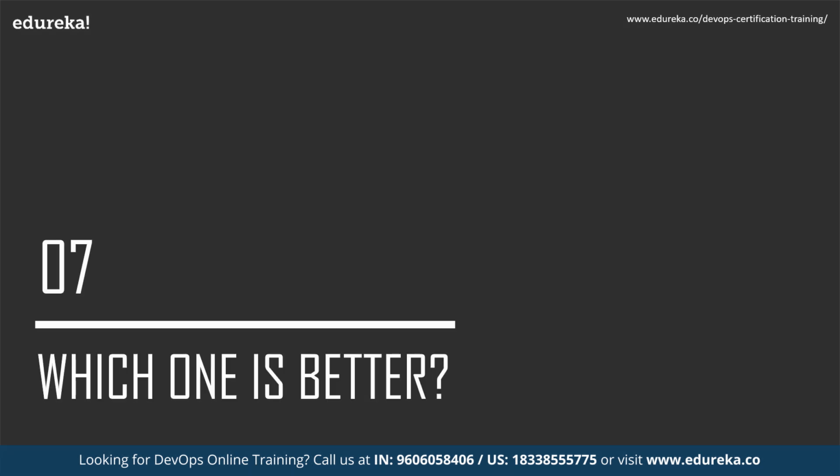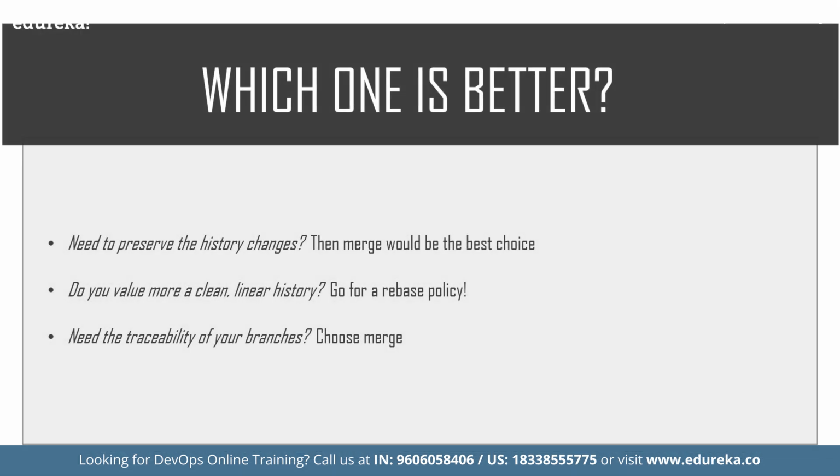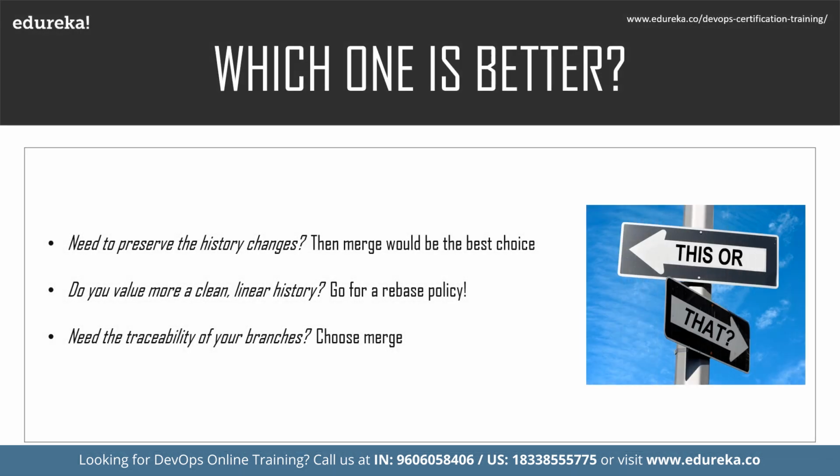Moving on to the last part of this session, which one is better for which situation? Both merge and rebase can be used to combine two branches. Merge command just unifies your work with the commit without changing history, while rebase applies feature branch changes on top of the master branch and changes the entire history. If you prefer to have a clean history, then you can always choose rebase. If you need to preserve the history changes, then merge would definitely be the best choice.